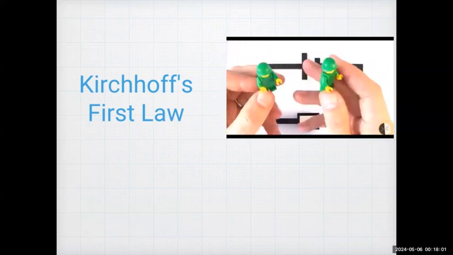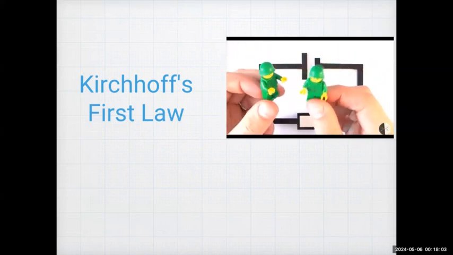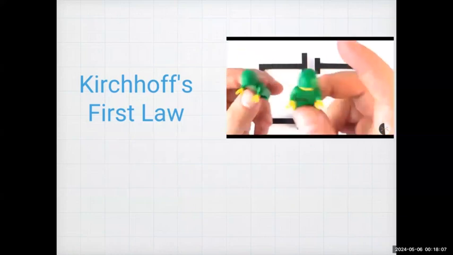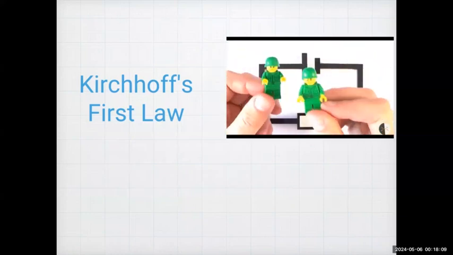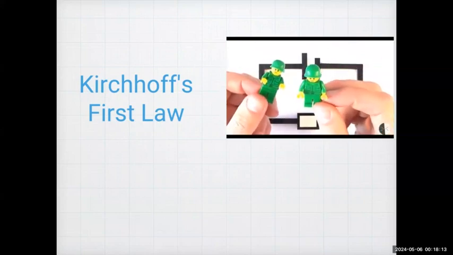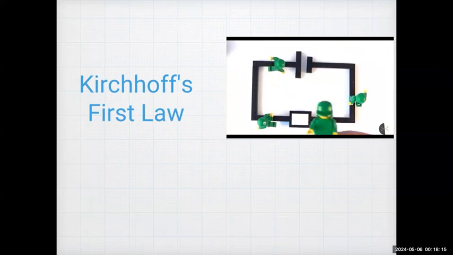Now, these little guys here are going to be my charge carriers, and they're going to carry charge around the circuit. So this is a bit like the flow of electrons. Just bear with me for this analogy. You'll see these guys in a few more videos to come. Here I have my very simple circuit, and I'm going to represent this current flow, or these charge carriers, by the green army men here.